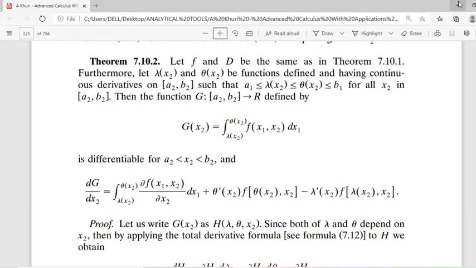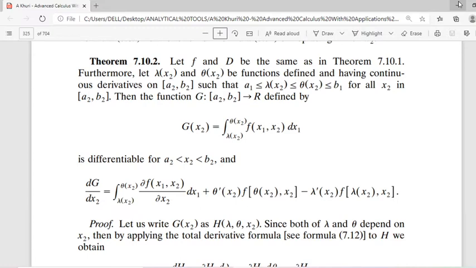Okay, so what are the given conditions? The range is a function of x2. The range is not a constant. Usually we get the range as a to b or 1 to 2 like this, but here the range is a function of x2.